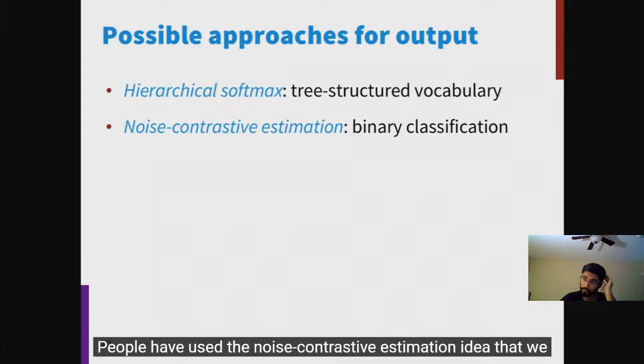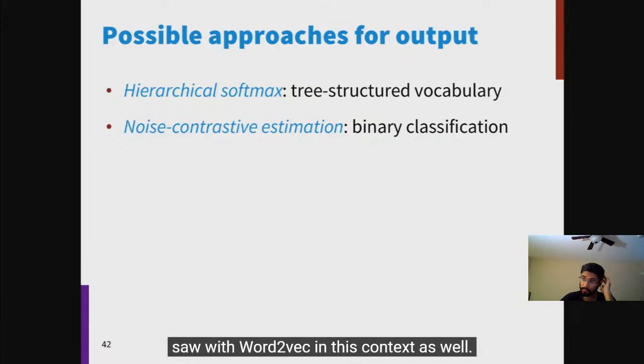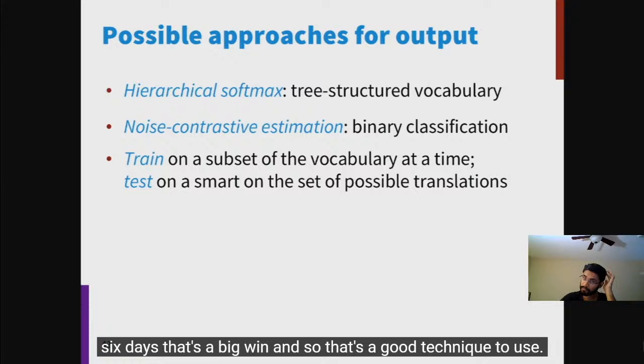People have used the noise contrastive estimation idea that we saw with word2vec in this context as well. So this is a way to get much faster training, which is important. It's not really a way to solve speed at translation time, but if this means you can train your system in 6 hours instead of 6 days, that's a big win, and so that's a good technique to use. People have done much smarter things. So really the large vocabulary problem is basically solved now.